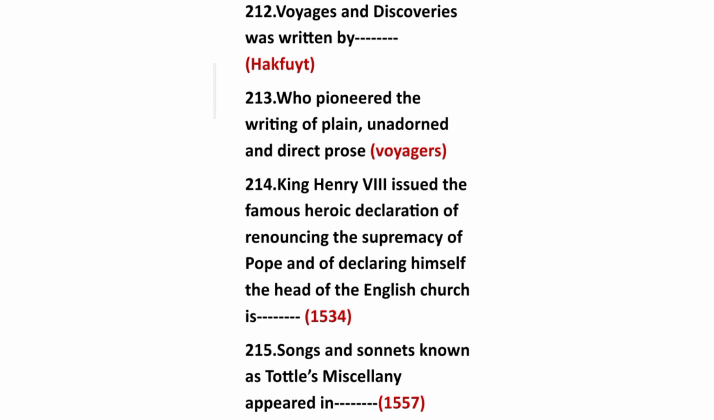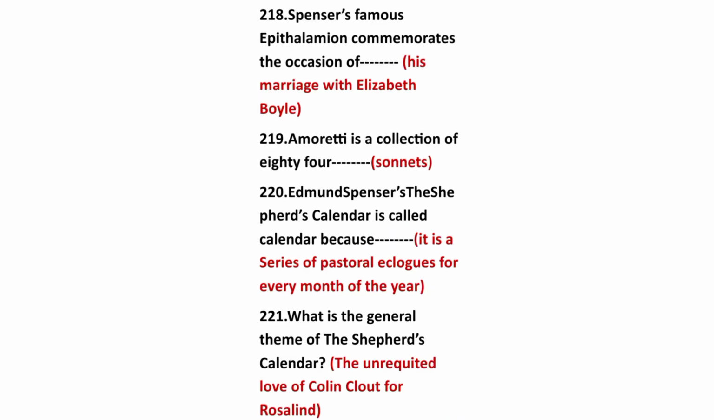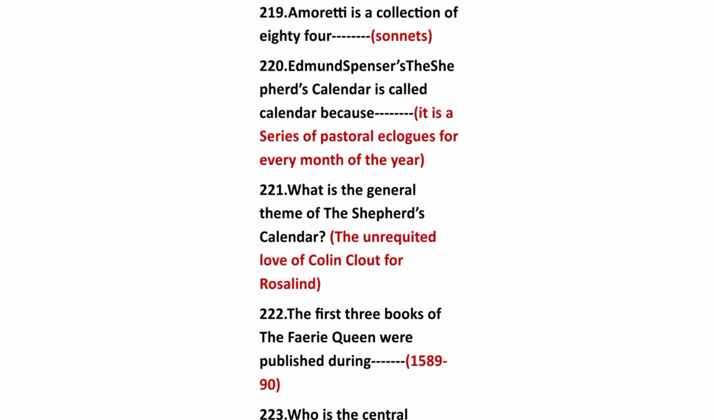Songs and Sonnets, known as Tottel's Miscellany, appeared in the year 1557. Arcadia is a romance. Astrophel and Stella has been written by Sidney. Spenser's famous Epithalamion commemorates the occasion of his marriage with Elizabeth Boyle. Amoretti is a collection of 84 sonnets. Edmund Spenser's The Shepherd's Calendar is called a calendar because it's a series of pastoral eclogues for every month of the year.